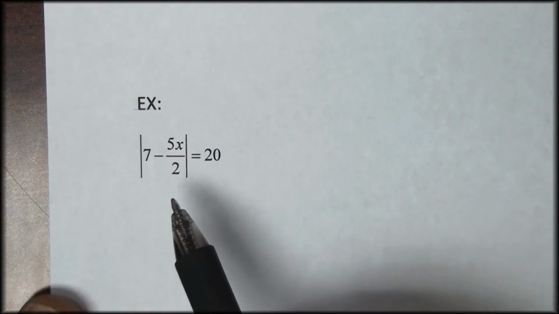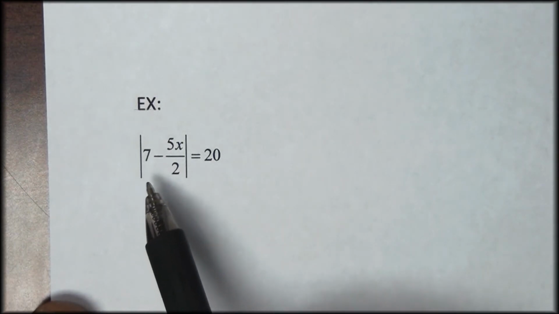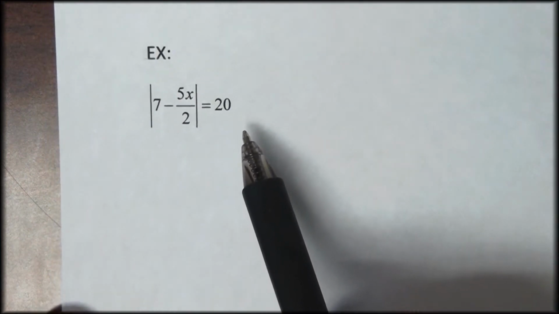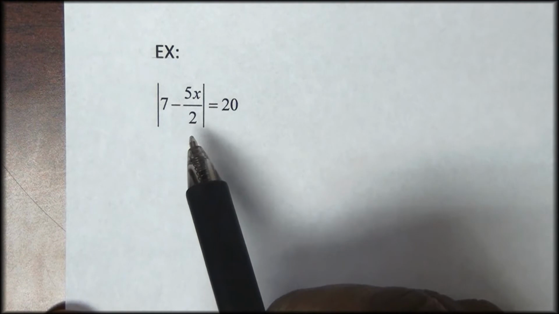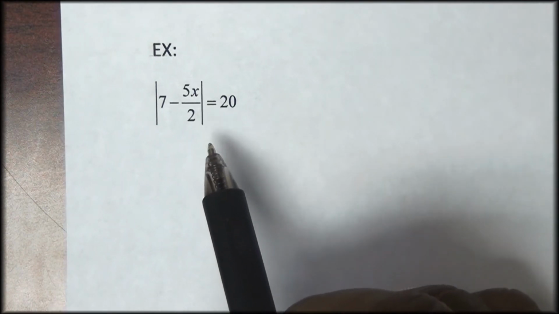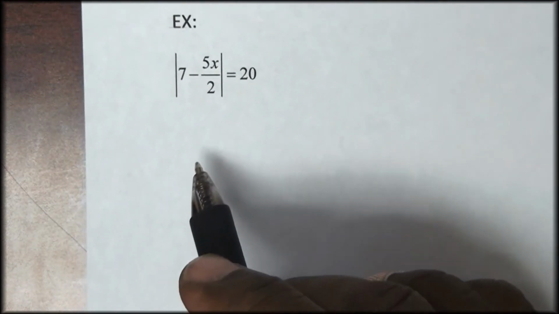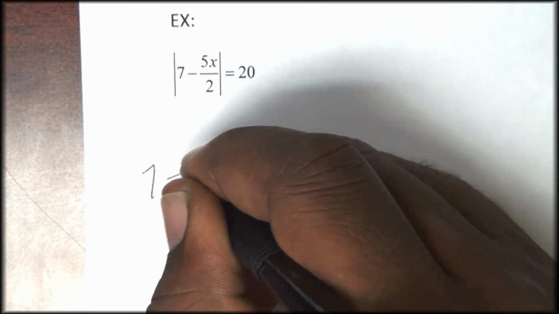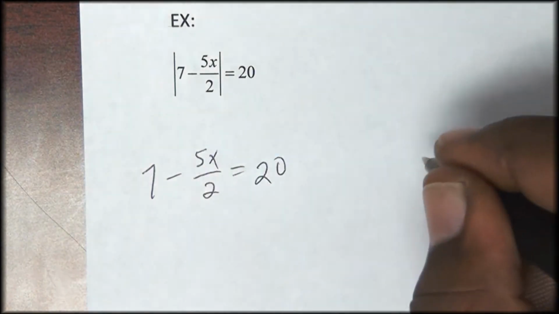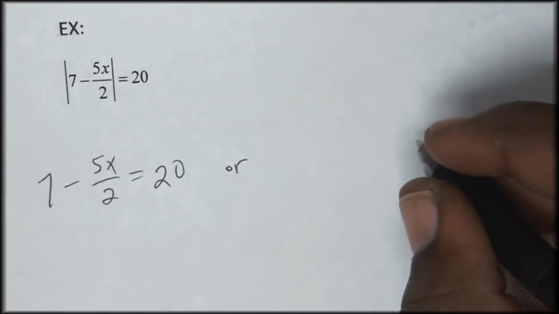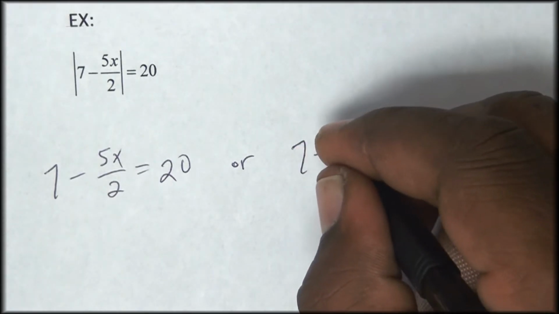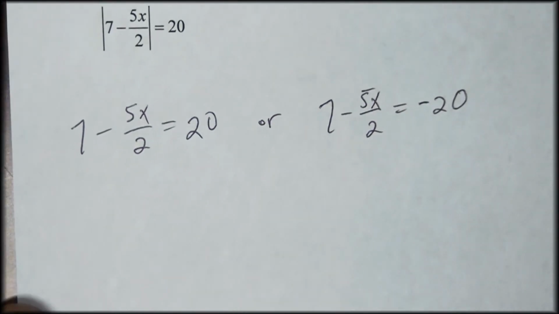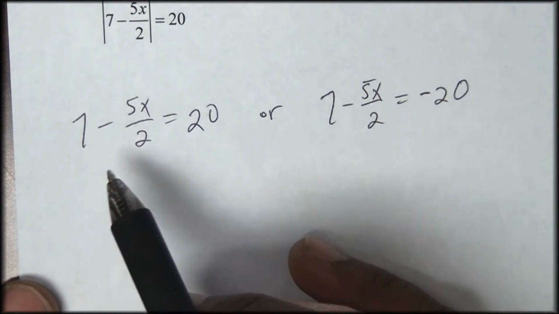Next, we have the absolute value equation. The absolute value of 7 minus 5x divided by 2 is equal to 20. Here our absolute value has already been isolated, so we'll simply apply the formula. So we'll drop the absolute value. We'll set it equal to a positive. We'll drop the absolute value and set it equal to a negative. So now we'll solve both equations for x.